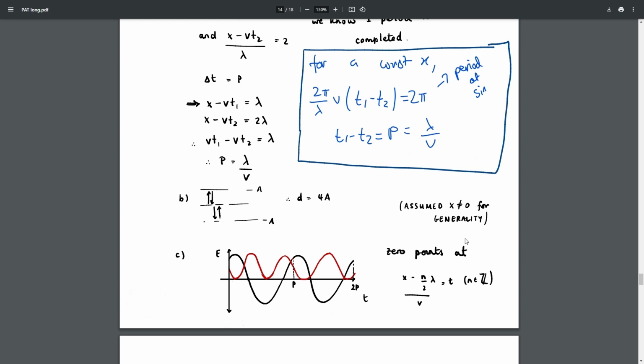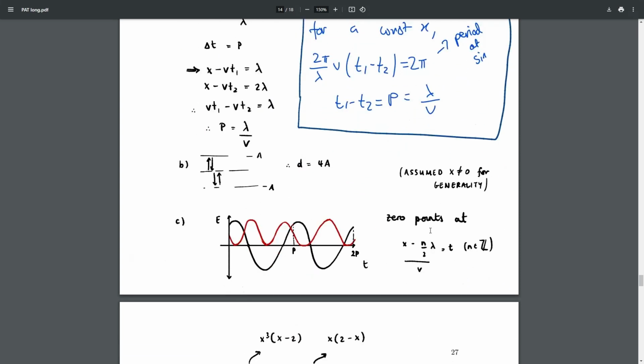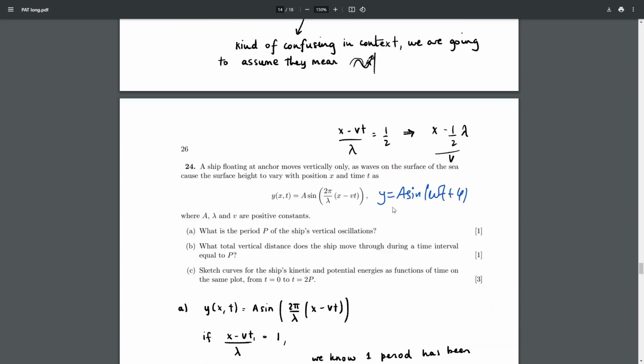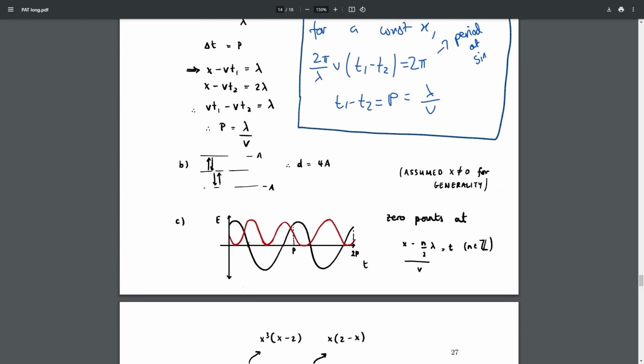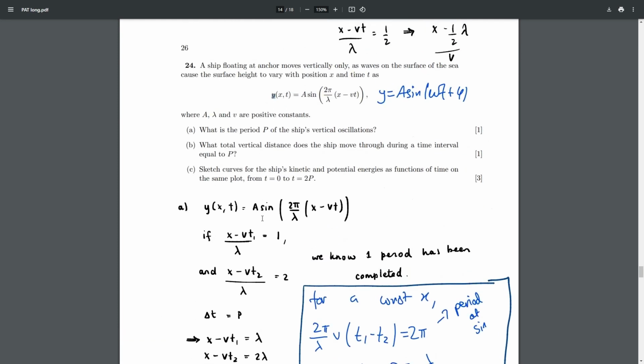And then our zero points are going to be when 2 pi over lambda times (x minus vt) is k pi, because we know sine is 0 at pi, 2 pi, 3 pi, 4 pi. So if we set the expression on the inside, for a constant x, equal to n pi, we can rearrange to get that t is (x minus n over 2 lambda) over v, where n is an integer. And that's going to be the zero points for our y displacement. The zero points for our y displacement are zero points for our potential energy, because we said the new zero point is at the equilibrium. And that means our kinetic energy will be maximum, because the total energy of this ship is going to be constant, oscillating up and down.